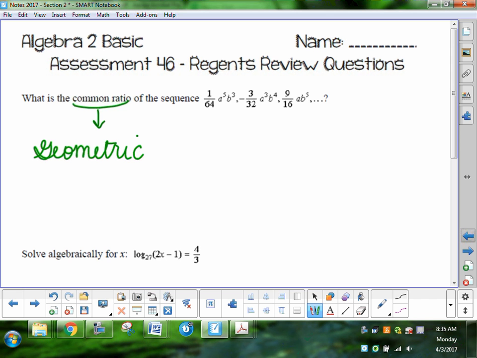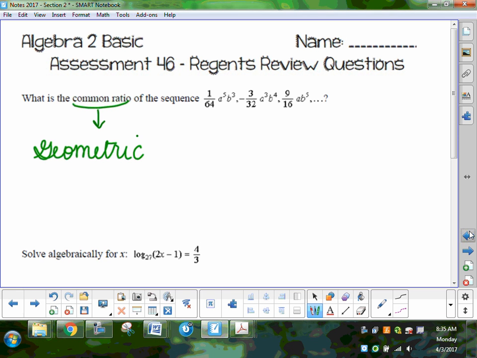How can you figure out what the common ratio is going to be? Hands up, please, when you can tell me. We got 1, 2. This is not good for us. What do you want to say?